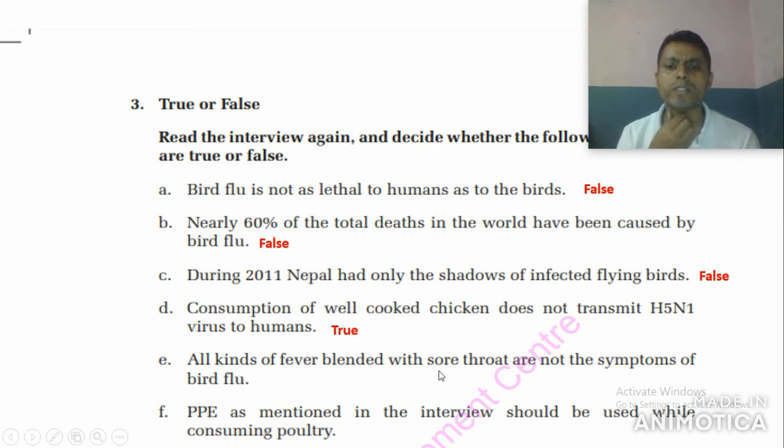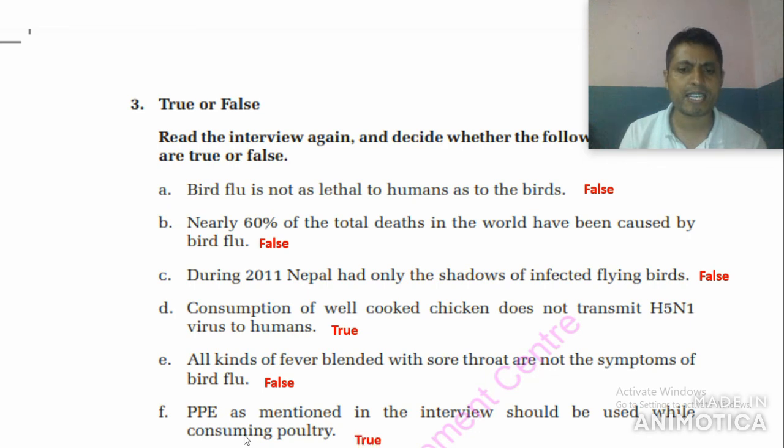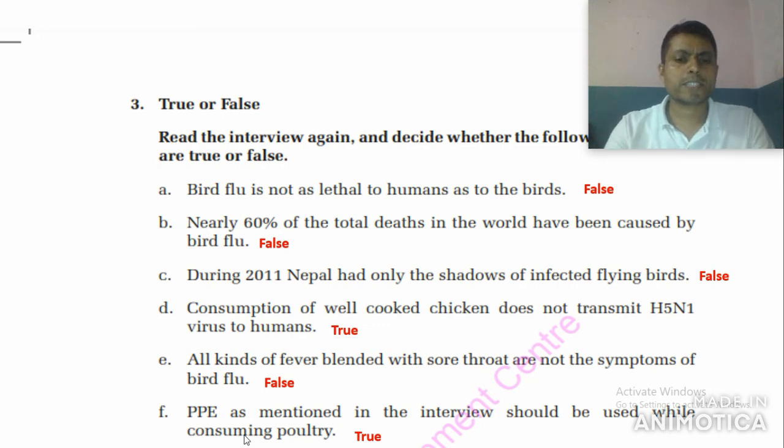Now next one. All kinds of fever blended, meaning mixed, with sore throat. Here sore throat means suffering from a throat problem, having pain in your throat. Sore throat is not a symptom of the flu. True or false? This is obviously false. PPE, as mentioned in the interview, should be used while consuming poultry. This is a true statement.